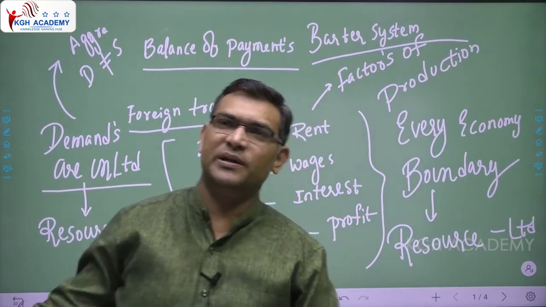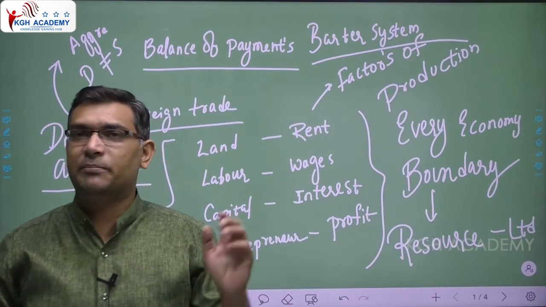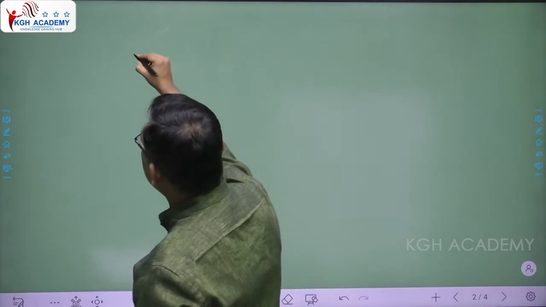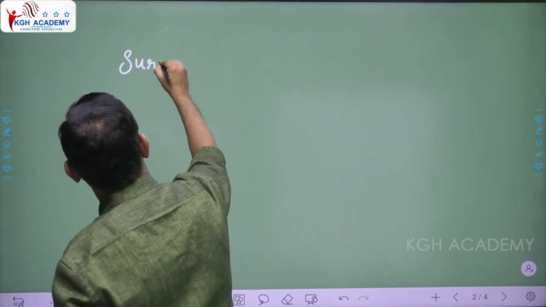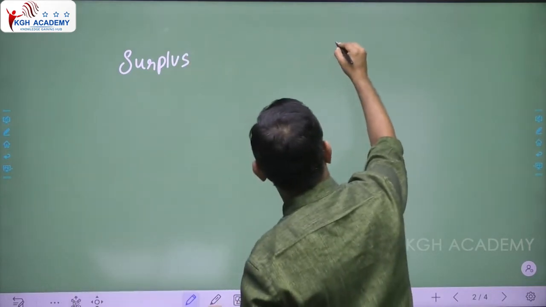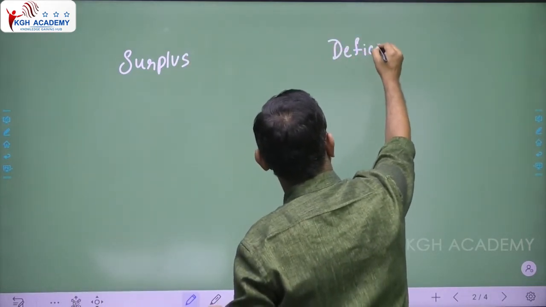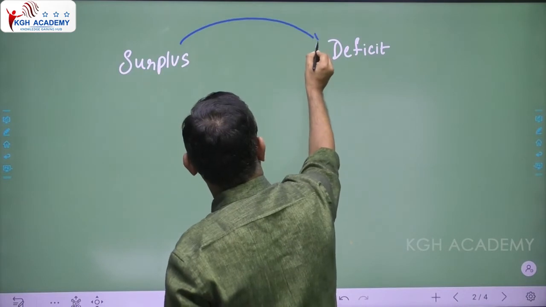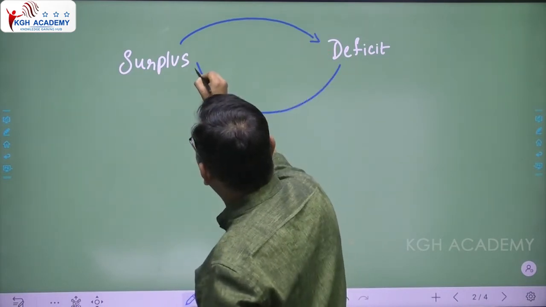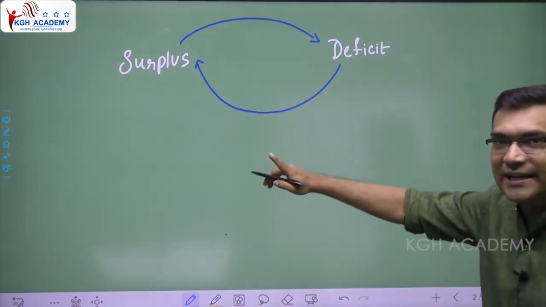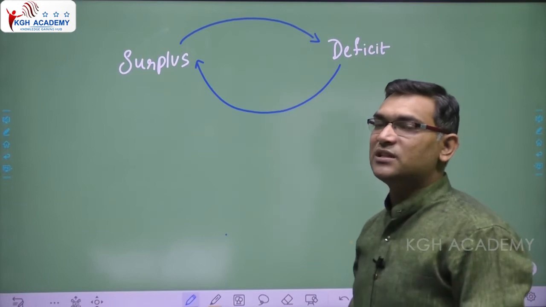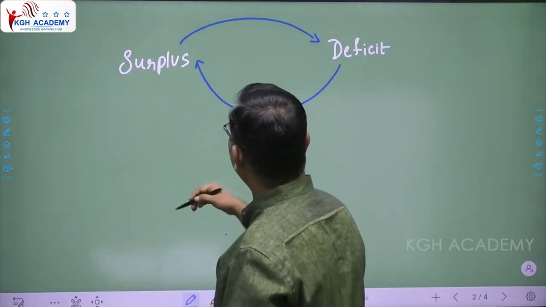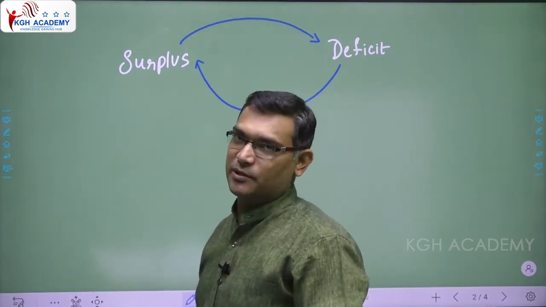So this barter system started in the ancient and medieval period only. That means whatever surplus I am having and whatever deficits they are having, the surplus will be transferred to them and the deficit will be transferred to me. Like for example, you take an example here. But there are some limitations to this barter system also.